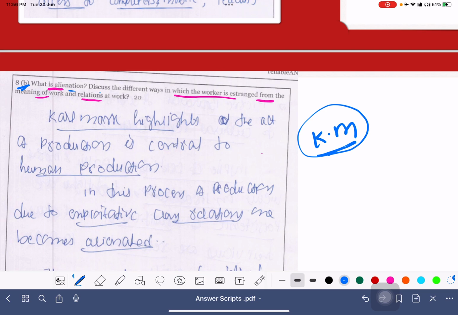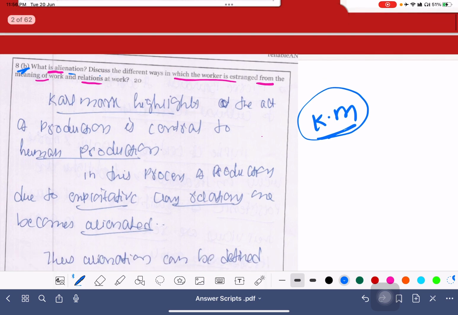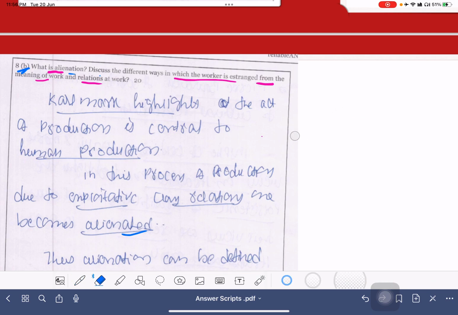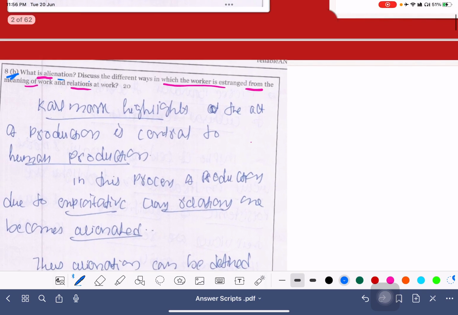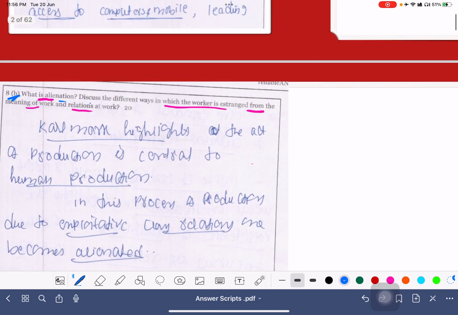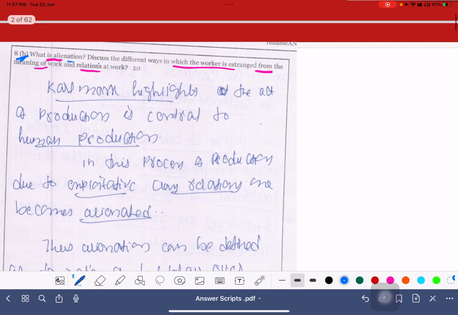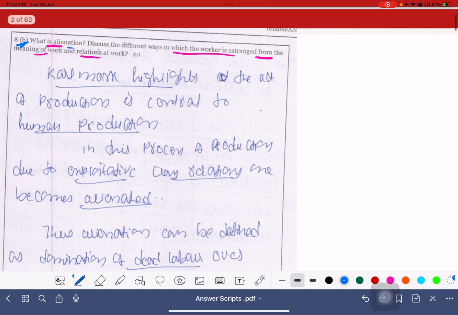Karl Marx highlights the act of production as central to human existence. In this process of production, due to exploitative class relations, one becomes alienated. In fact, I am not happy with my introduction itself. Please bear with my handwriting, since I was writing very swiftly, although many of your handwritings are much more legible than mine.